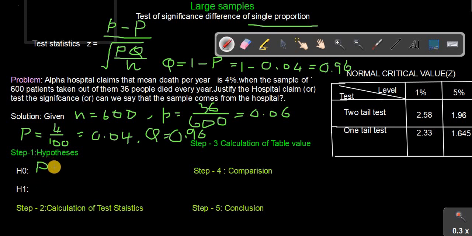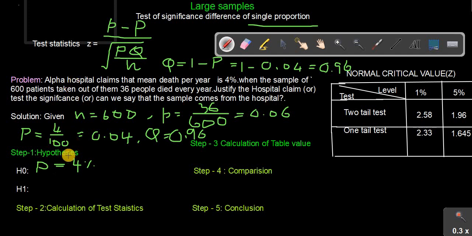So if that is the P, the null hypothesis is what they say, that the 4% death rate is equal to what we are assuming as the proportion of death in the hospital. This is the assumed P and this is what they are giving. So the null hypothesis we are taking is that both of them are equal. There is no significant difference between what they give and the exact value of the proportion of the whole population of the Alpha Hospital.